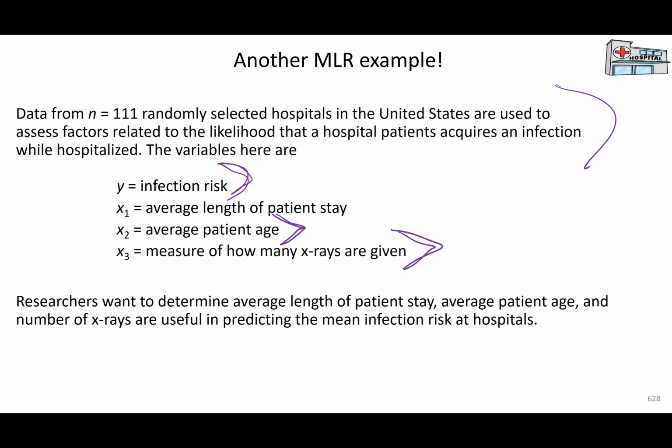And then how many x-rays are given. I believe it might be longer than a day, but it's one set amount of time. So what we want to determine is, for the average length that patients stay at a hospital, the average patient age, and the number of x-rays being given, is at least one of those useful in predicting what the infection risk is going to be at a hospital?